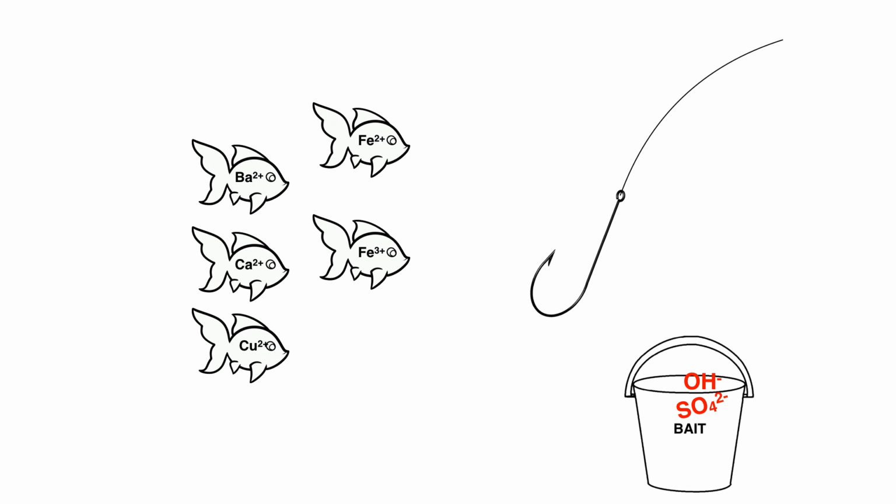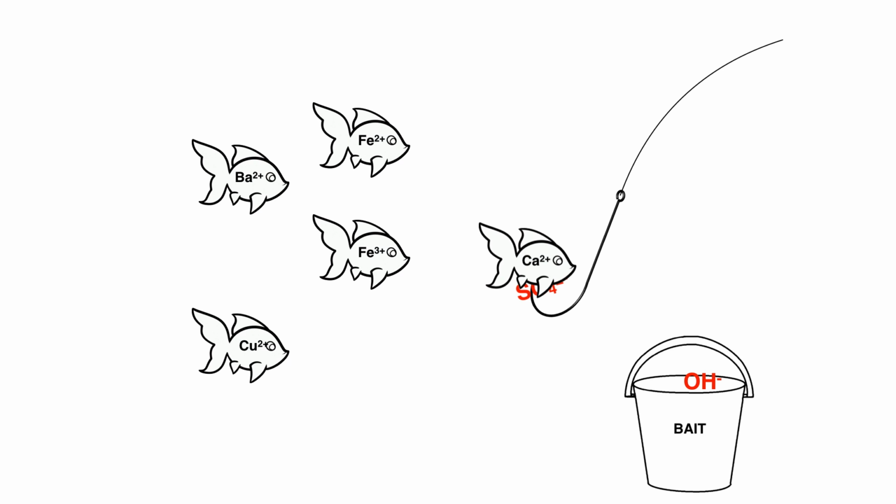Lead is the only ion that would precipitate with chloride. So we've eliminated 1 and we've got 5 left, but we've only got 2 types of bait left in the bucket. Our question is hydroxide or sulfate. Well, we're going to select sulfate because sulfate is the next most selective. We see here all the fish know it's there, but calcium falls for it. Calcium can't resist sulfate. Calcium does react with sulfate in solution.